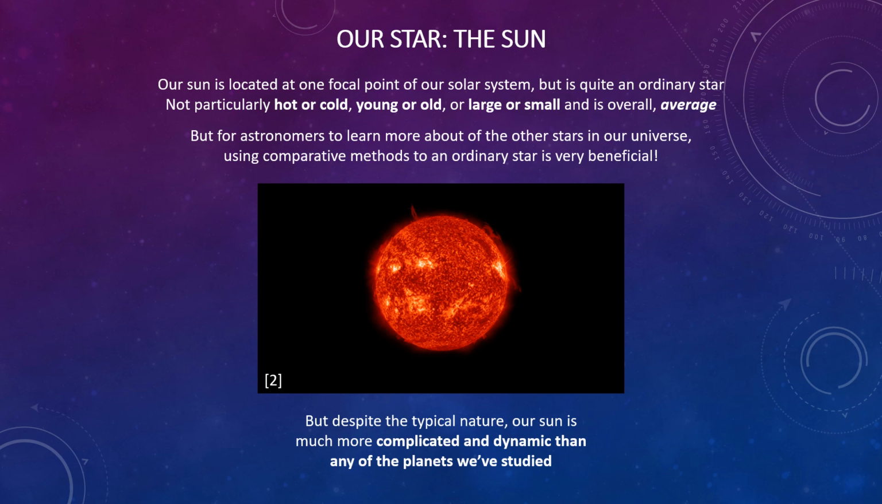It's overall pretty average. And from what we know about our comparative planetology methods, we can use our comparative methods for our sun to look at other stars in the universe since it's pretty average. This is very beneficial. But despite it being a rather average star, we will learn that our sun is very complicated, extremely dynamic, and it is a lot more so than any of the planets we've studied so far.